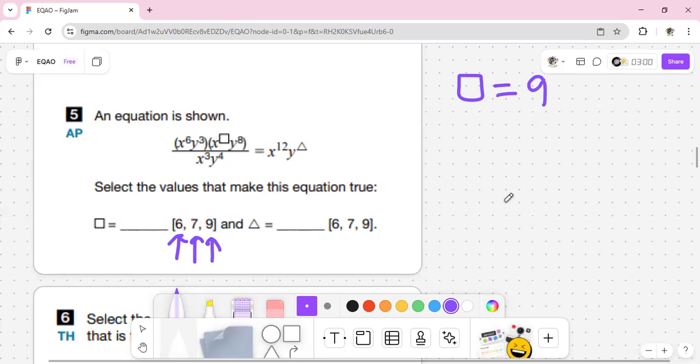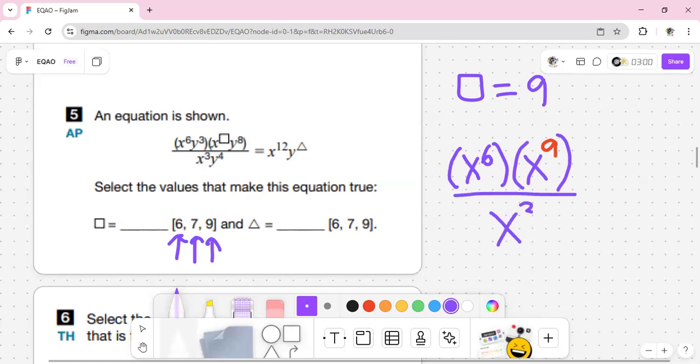Now, if we break down the equation, I can see x to the power of 6 multiplied by x to the power of square. I'm going to substitute that with the number 9. I'm checking that if I multiply my powers and divide by x to the power of 3, because I'm starting by only working with my x terms, I leave my y's for now. If this is correct, my goal is to get x to the power of 12.